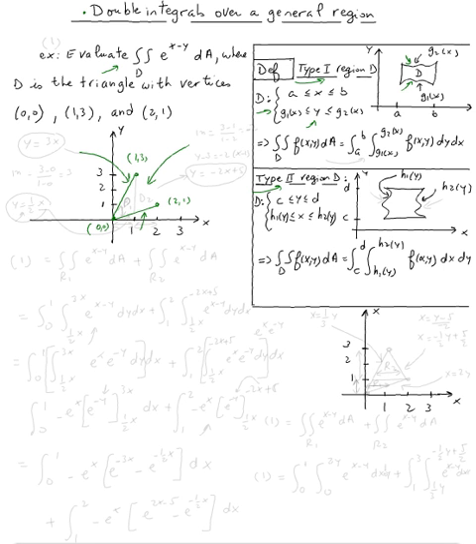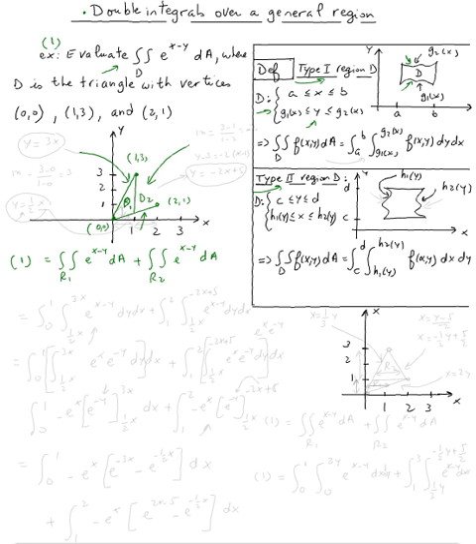So the smartest way to do it is to divide this in half, and instead of calling the whole thing R, we're going to call the first one D1, and this will be region D2. So in other words, let's call the problem example 1. So example 1 will be equal to the double integral of e to the x minus y dA over R1 plus the double integral over R2 of e to the x minus y dA.